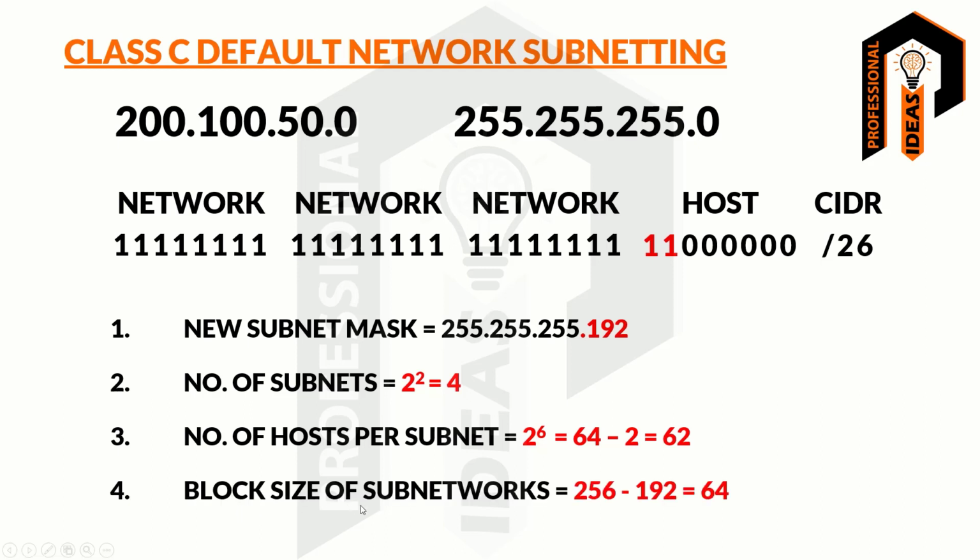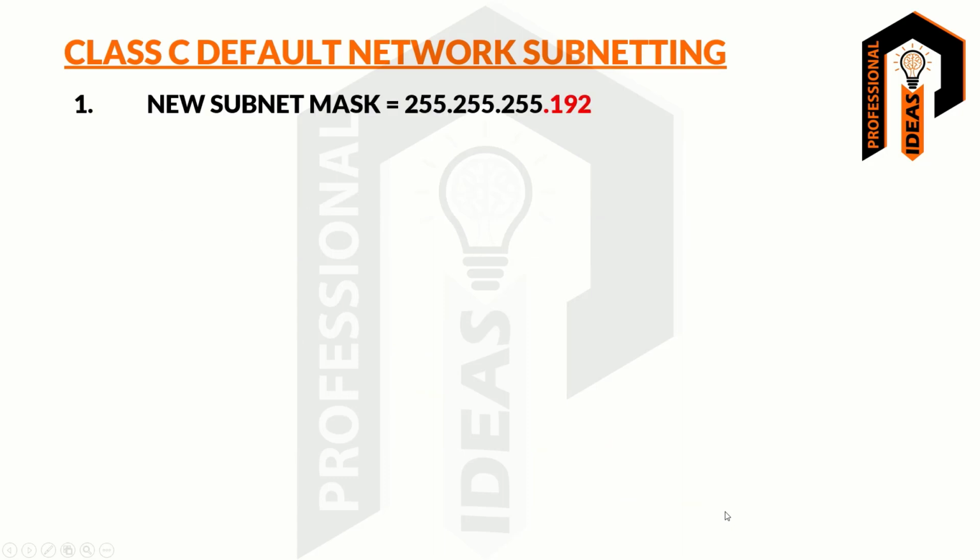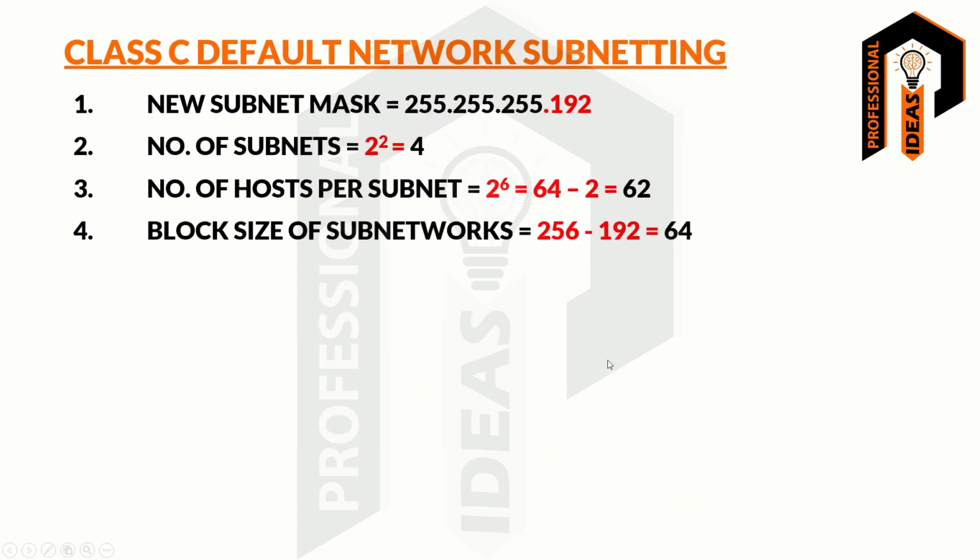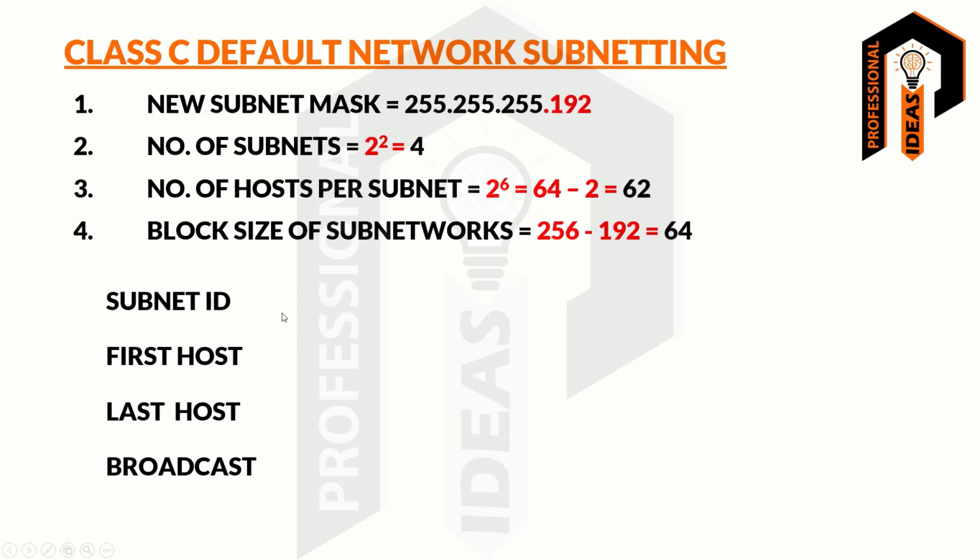Step number 4 is to determine the block size of the subnetwork, that will be 256 minus 192, which equals 64. Based on the values we got, let's generate our table of subnetting. The first subnetwork ID will be 0, then we will keep adding the block size of 64 to the previous subnet ID until we get 256. So if we add 64 to our previous subnet ID, which is 0, we will get 64 as our next subnet ID.